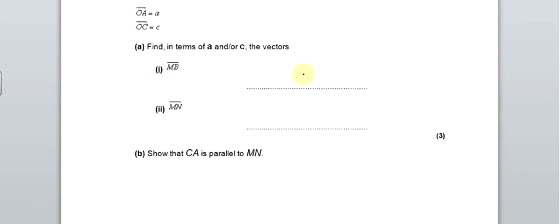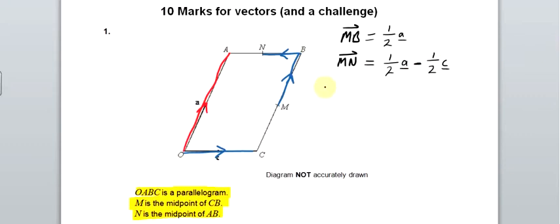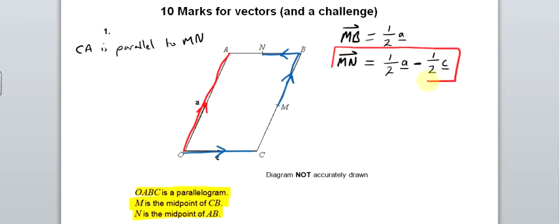And then for part B, we're asked to show that CA is parallel to MN. So going back to the diagram, CA is parallel to MN. Well, we've worked out MN. MN is over here. So the logical thing to do, whether or not you really understand what you're doing, is to work out what CA is. So C to A.